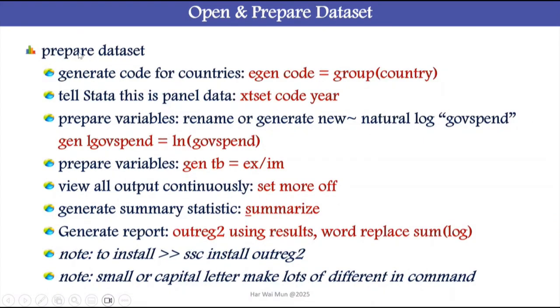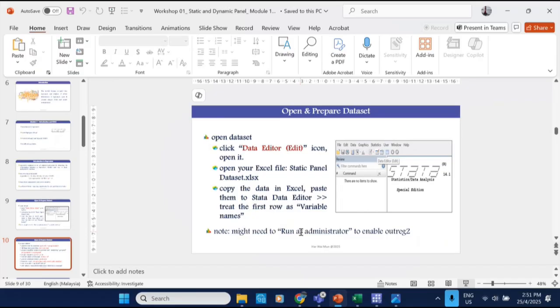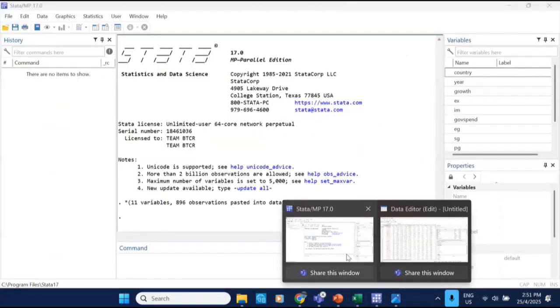Now you prepare the data set. If your country names are all done already, then you don't need to regenerate them, right? But here, first, you generate a code for the country. Why? Because country names like Australia, Malaysia, all these alphabets, the data cannot read. You need to assign a code to the country, like Malaysia is 1, Australia is 2, then Bangladesh is 3. But if you have 20 or 30 or 50 countries, assigning codes one by one is very troublesome.